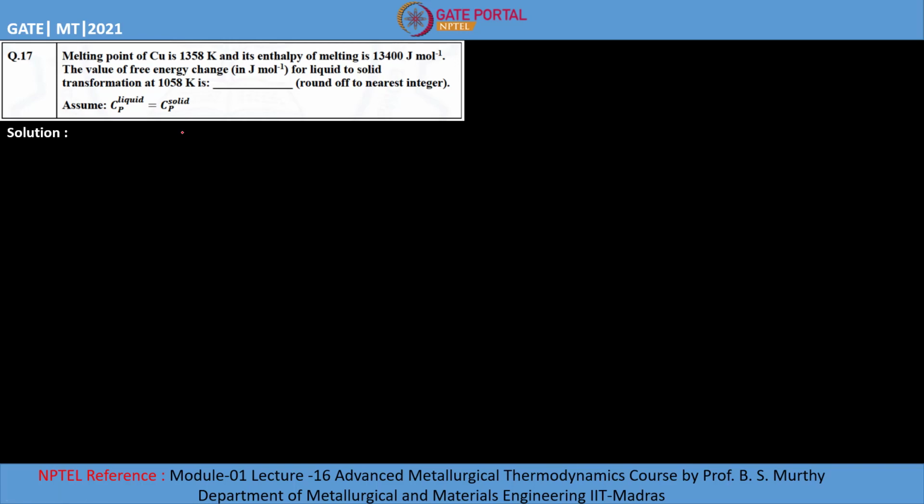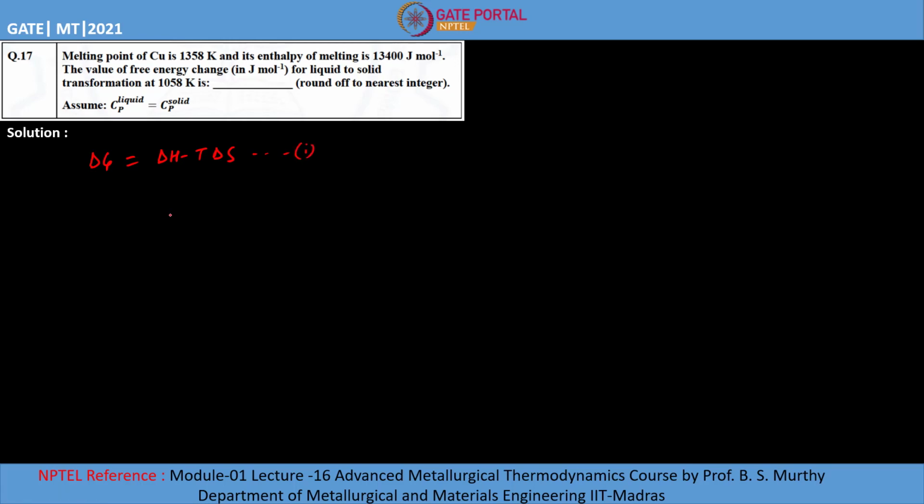Before solving this, let us first understand some basics of free energy change for a solid to liquid transformation. Free energy change at a temperature T is given as delta G equals delta H minus T delta S. You can take it as equation 1.